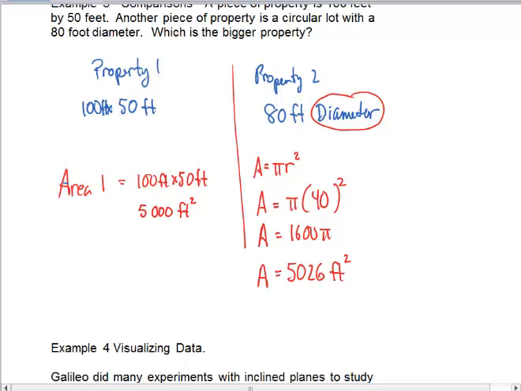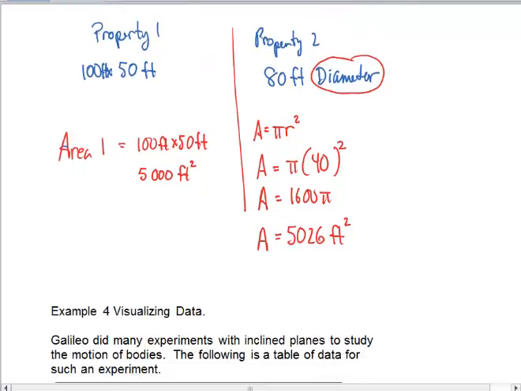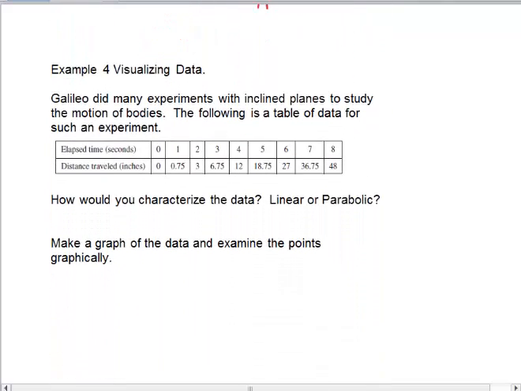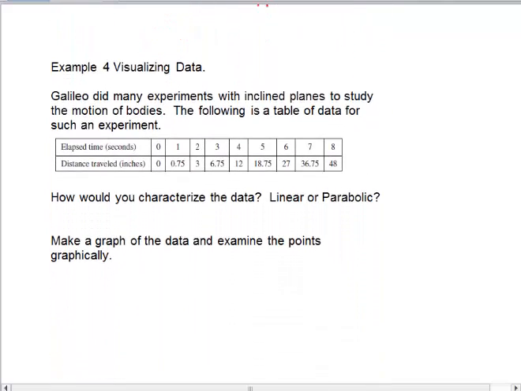But again, in this case, we wouldn't use a numerical method. We would use an algebraic method to figure out our comparison. The last problem we have is for visualizing data, sometimes we have to resort to a graph.